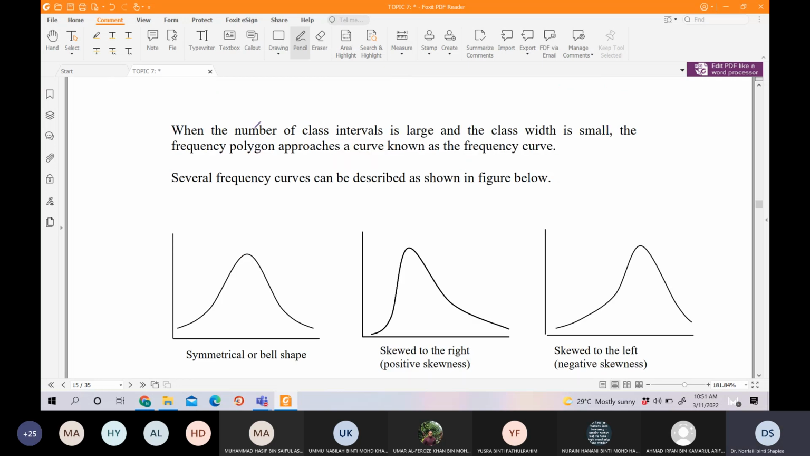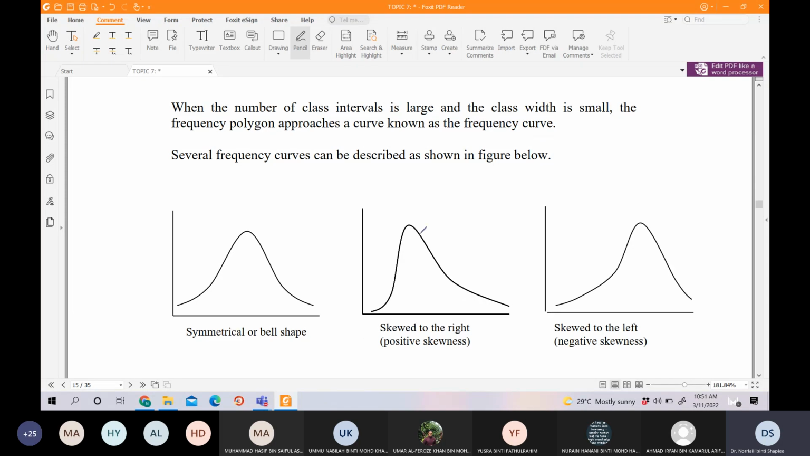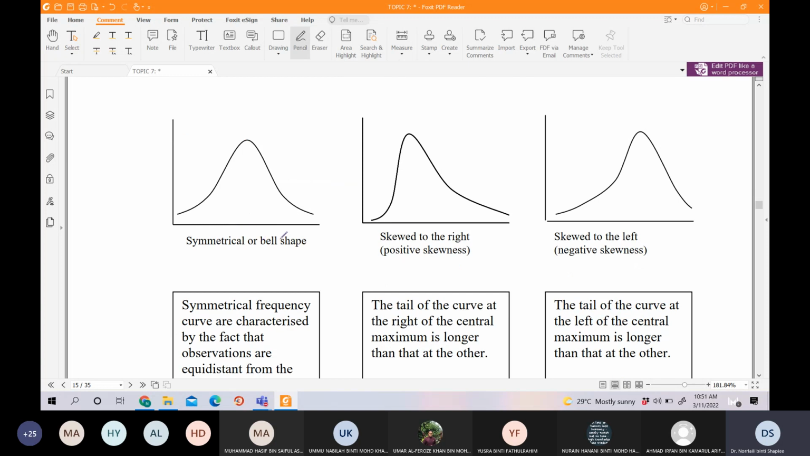When the number of class intervals is large and the class width is small, the frequency polygon approaches a curve known as a frequency curve. So this one is a frequency curve that you have to know. Symmetrical or bell shape. Why do I understand about the symmetrical or bell shape?